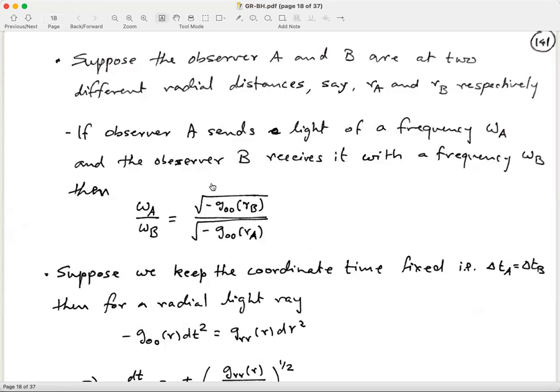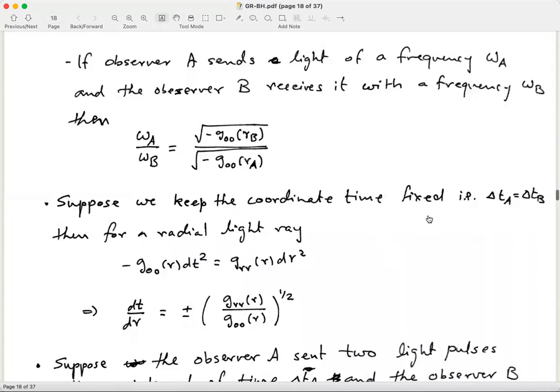Okay, so let's see how we get this expression. This is a claim; we'll see how we arrive at this result. Now suppose we keep the coordinate time fixed, so suppose delta TA is equal to delta TB. That is possible simply because G00 is time independent. Therefore, the coordinate time you measure at location A and the coordinate time you measure at location B can still be the same without worrying about anything.